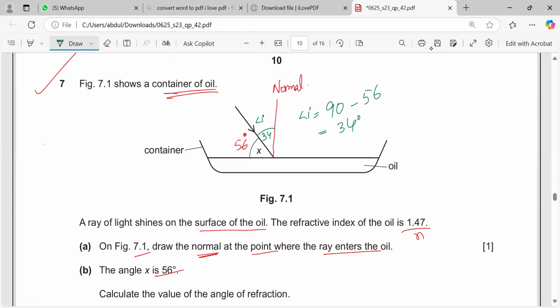Be very careful. Again, the angle of incidence is the angle between the incident ray and the normal. Similarly, the angle of reflection is the angle between the reflected ray and the normal, and the angle of refraction is the angle between the refracted ray and the normal. The normal must be involved in whatever angle we have to measure. Now this x is between the incident ray and the surface of the oil, so it cannot be the angle of incidence.